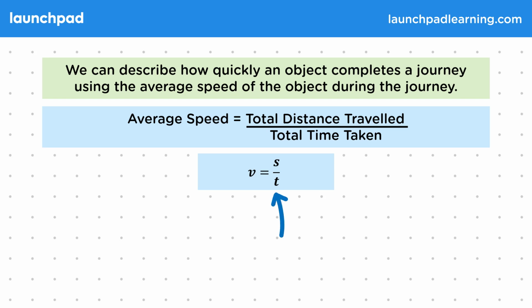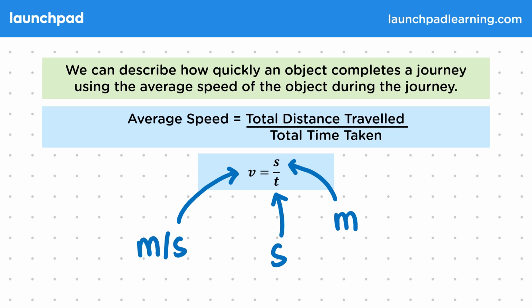The total time taken is measured in seconds, the total distance travelled is measured in metres, and then the average speed has units of metres per second as we're dividing the distance by time. You need to know when and how to use this formula in your exams, as well as the difference between calculating the average and the instantaneous speeds. Let's have a look at an example.